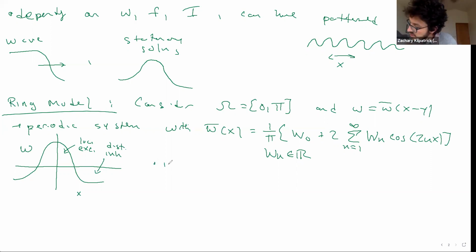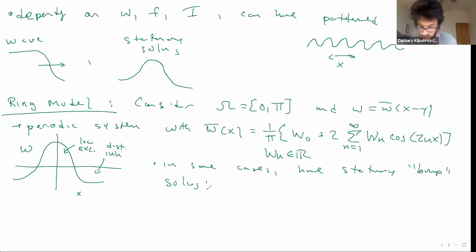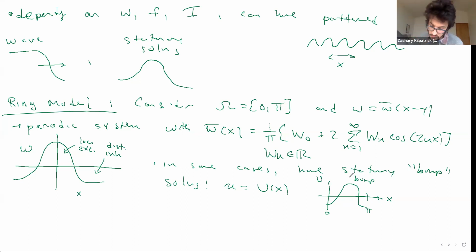So in some cases, we have what are called stationary bump solutions. And we can write them as U equals big U of x. So rather than U being a function of space and time, we assume that U is just a function of space. And if I draw it as a function of x, from 0 up to pi here, we have some bump. This is our bump here. U is a function of x.